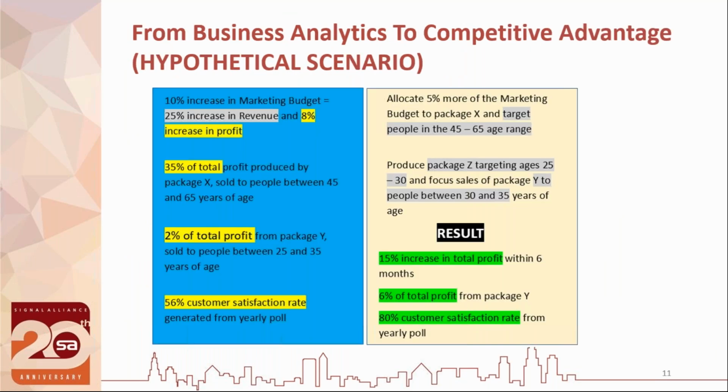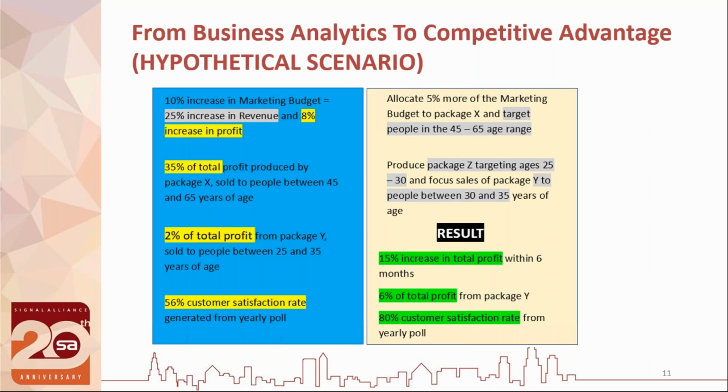We'll tie everything we've discussed together by looking at a hypothetical scenario. We'll start with the blue rectangle on the left, which represents our fictitious company's data analysis results. Basically, the results show that they've been able to increase the profits by 8%. That's fantastic news. However, that increase came from a 10% increase in their marketing budget. So we know something extra now. An increase in our marketing budget could mean more profit.